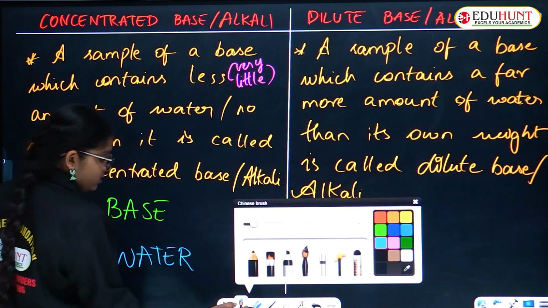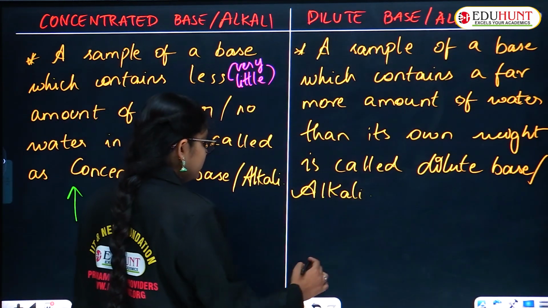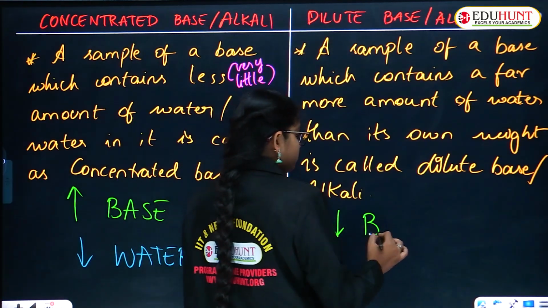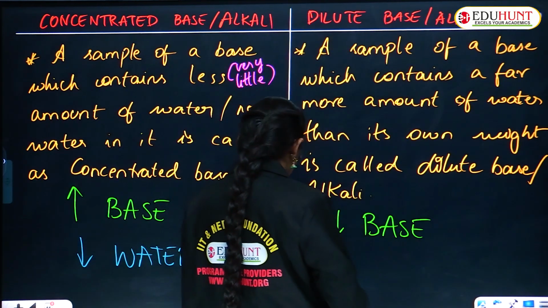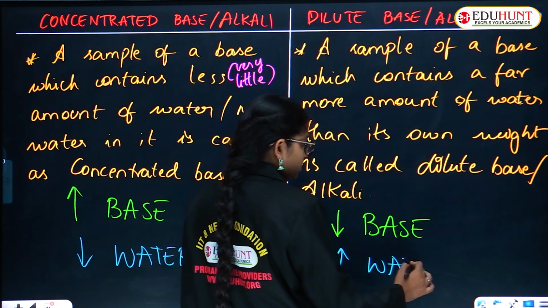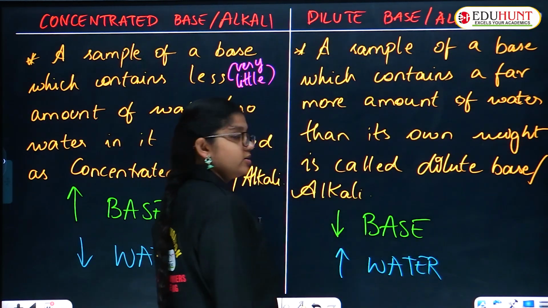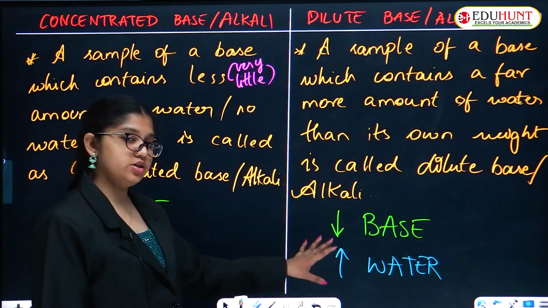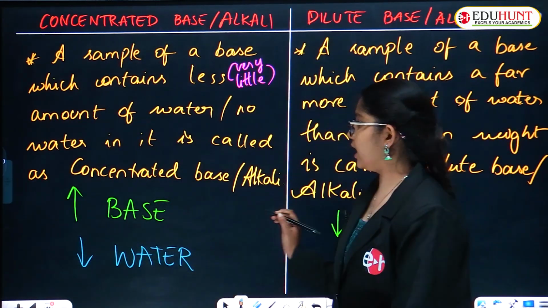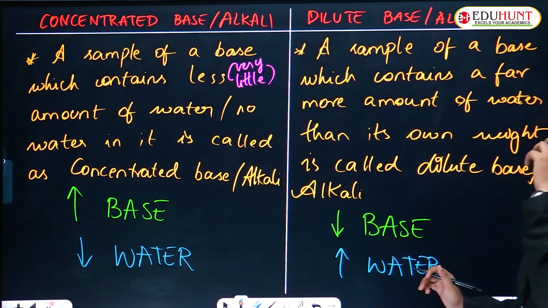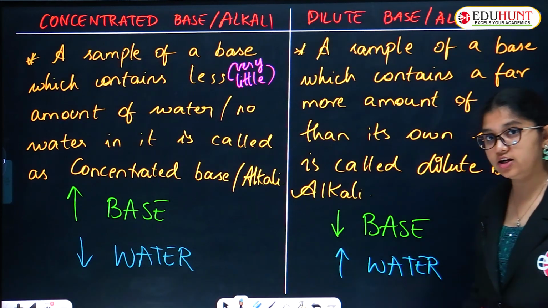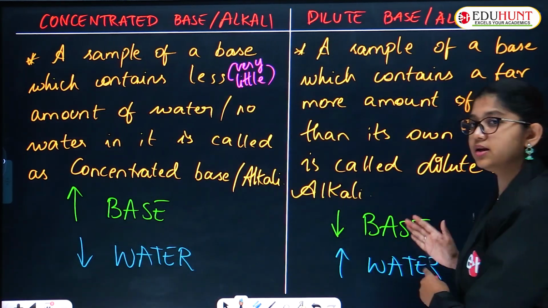Okay, but here if you observe, the base content is very little, in the sense sometimes it is having more water than the complete weight of the base. Okay, so more water, less base. Here it is less water, more base. So this is the actual definition of the concentrated base or concentrated alkali versus dilute base or dilute alkali. Okay, these are clear-cut definitions.